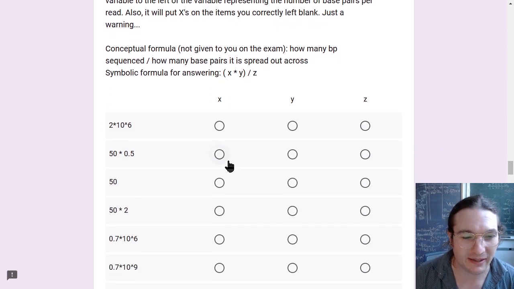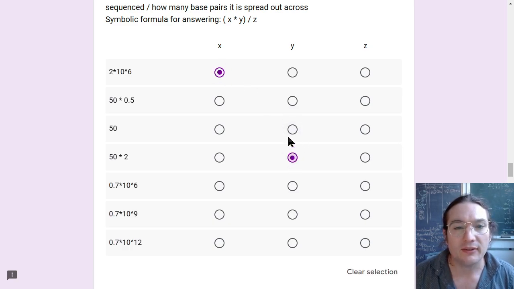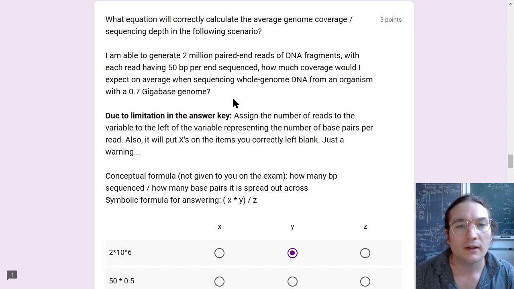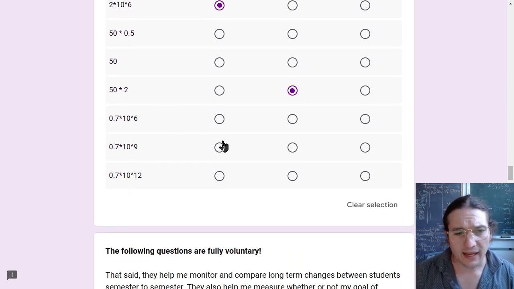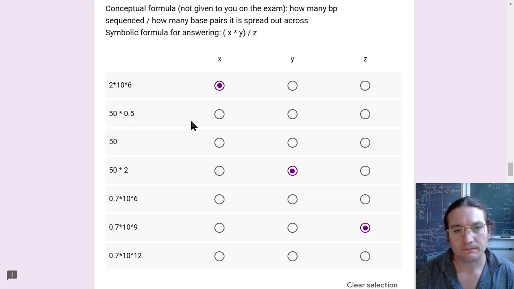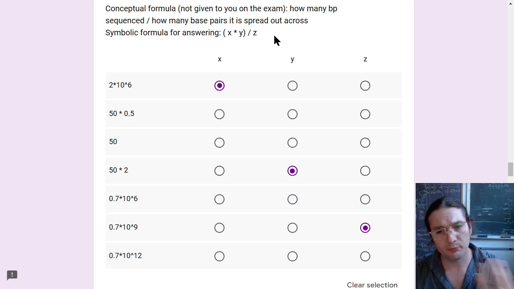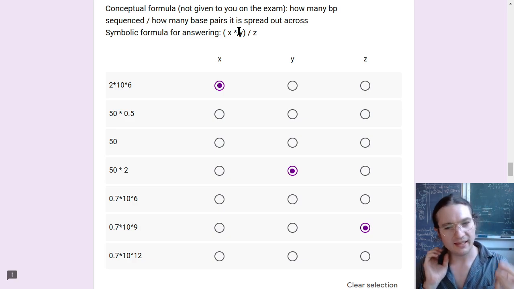But in the end, that's what you're going to pick. So either this and this, or this and this. I can't remember if I actually stopped it, so either way would work. But it's got to be 100 base pairs times 2 million reads, and then it's got to be 0.7 giga. That's it. The total amount of base pairs divided by the total base pair space it's spread out across. Not too bad once you get your head around it.